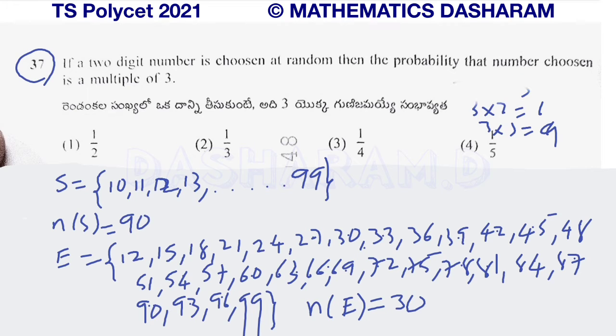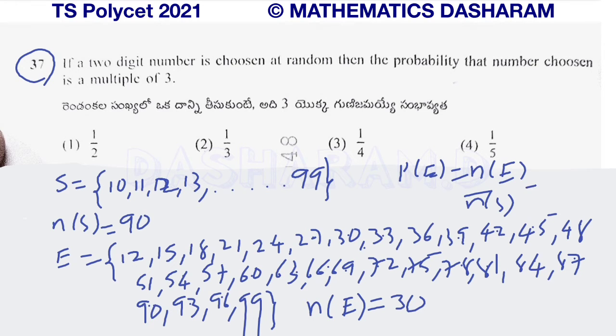So now let's find the probability. P of E equals to, what is the formula? Favorable outcomes divided by total number of outcomes. Favorable 30 and total 90. 0 and 0 cancel, 3 ones are 3, 3 threes are 9, so 1 by 3. Sorry, 3 ones are 3, 3 threes are 9. So option 2 is correct.